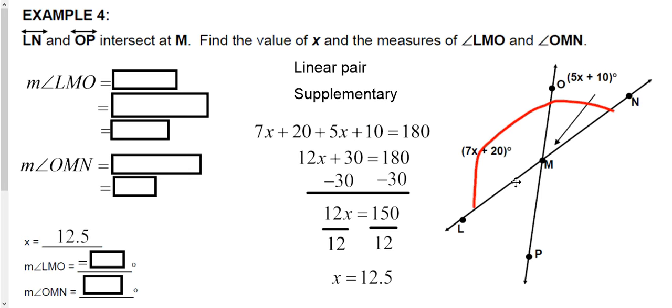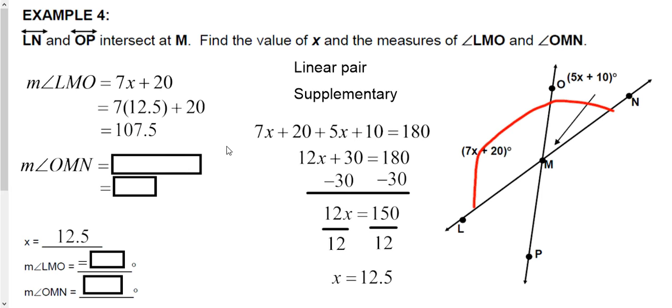Now angle LMO in the picture, yeah, LMO is right here, is 7 times x plus 20. So we'll substitute our 12.5 in for x. So 7 times 12.5 plus 20 is 107.5. The OMN was 5x plus 10.